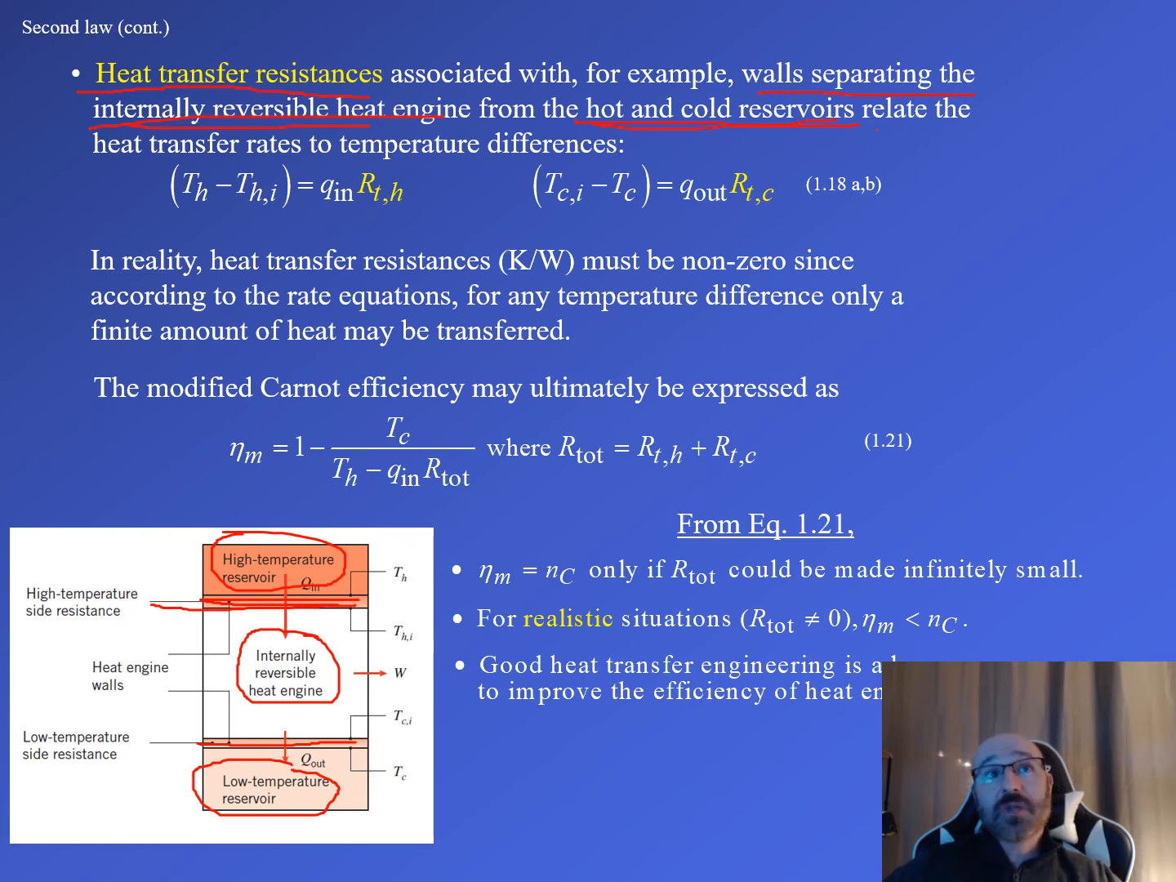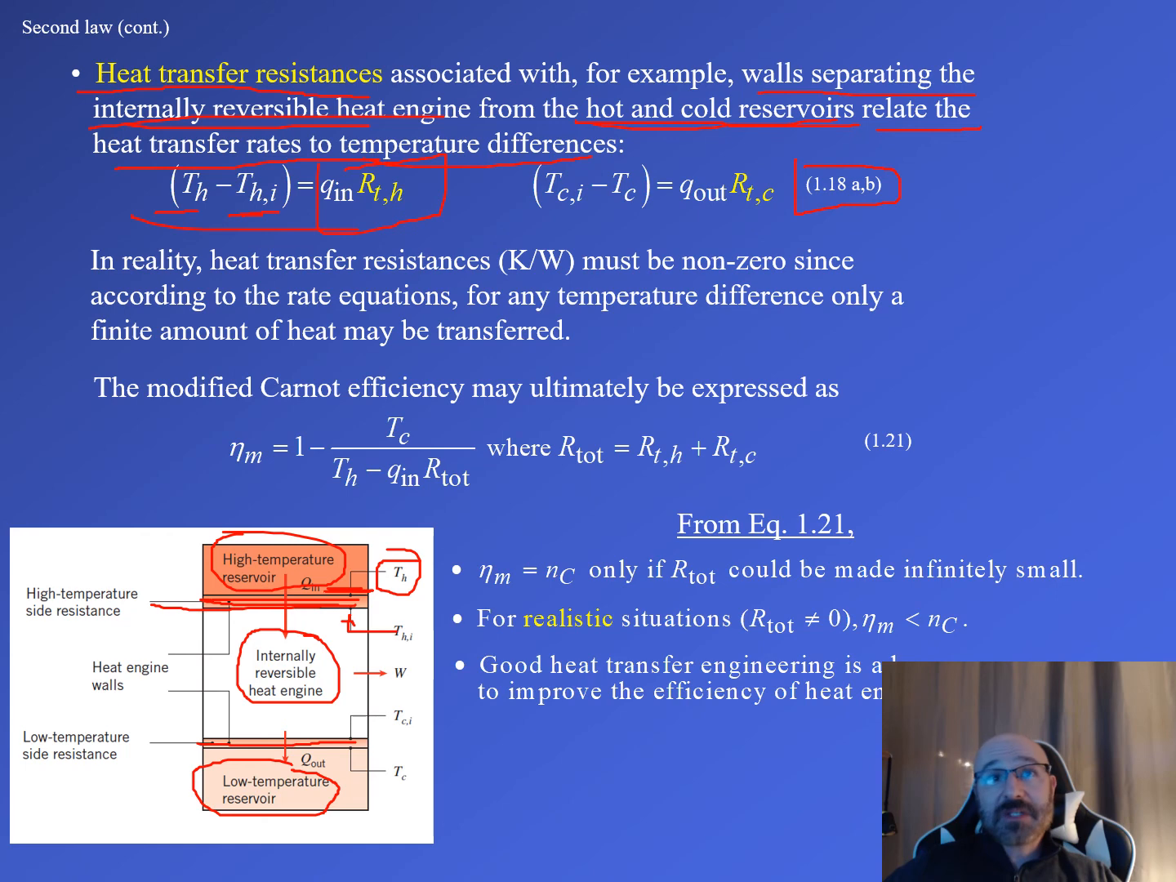Now, how do these relate to the heat transfer rates and the temperature differences? Well, we have this equation that is given in our textbook as 1.18, both A and B, where we have T_H minus T_H,i. So there's our T_H, the temperature at this surface on the top of that wall, separating those, and T_H,i, which is on the inside, closer to the internally reversible heat engine. The difference in those two temperatures is equal to this relationship right here.